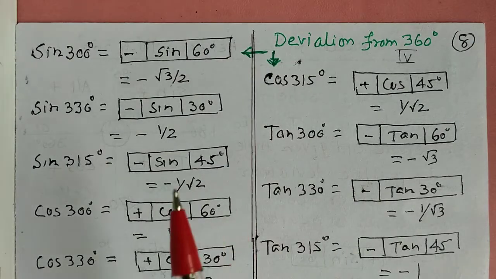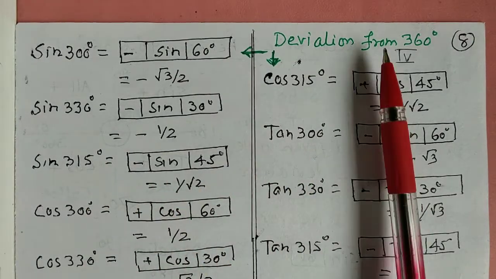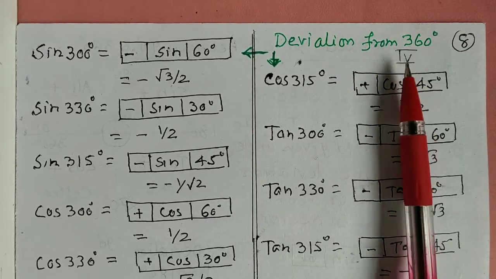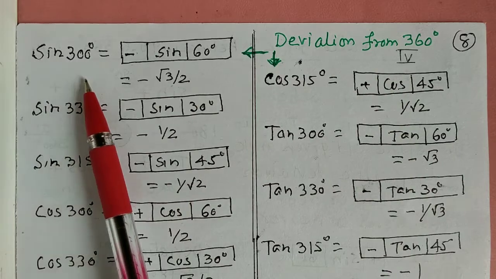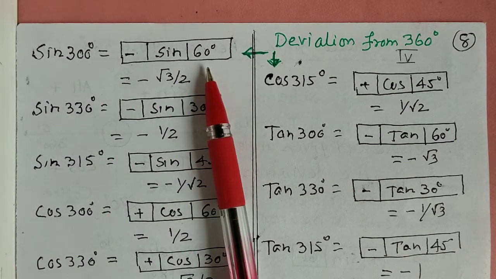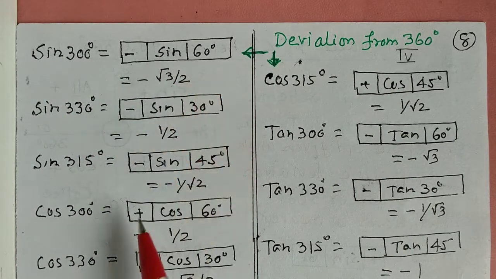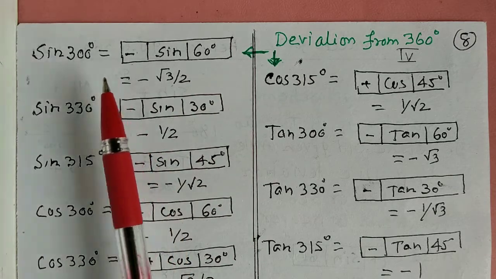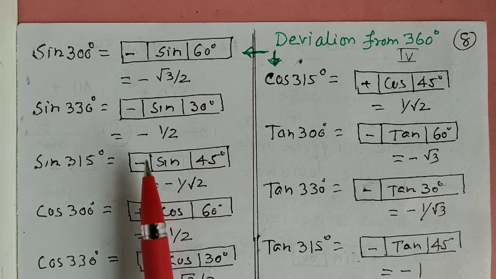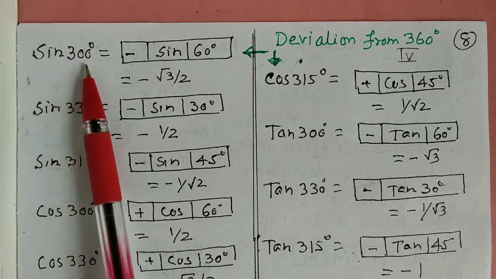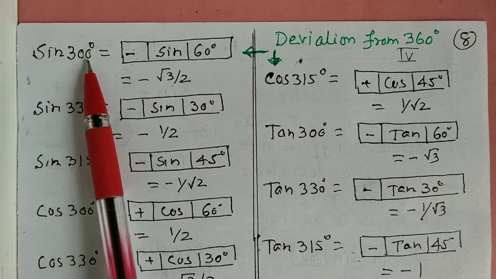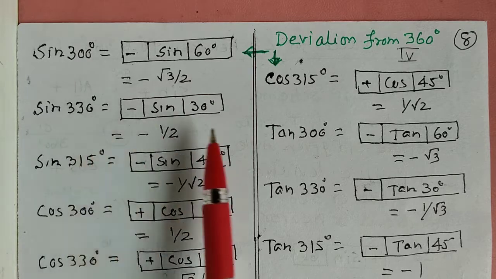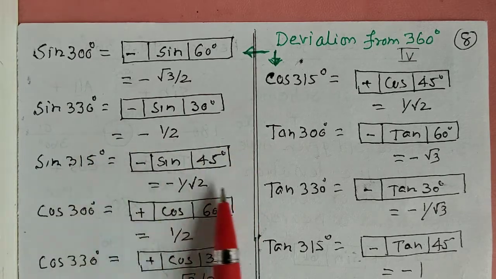Again sin 300, deviation from 360. Whenever you come in the fourth quadrant, the deviation should be made from 360, so 360 minus 300 is 60. Only cos is positive, so cos positive, but sign negative, sign remains sign. Deviation of 300 from 360 is 60. So 360 minus 330 is 30, 360 minus 315 is 45.